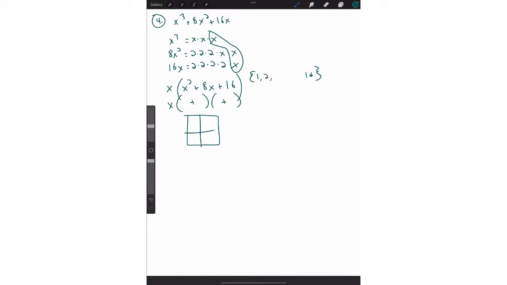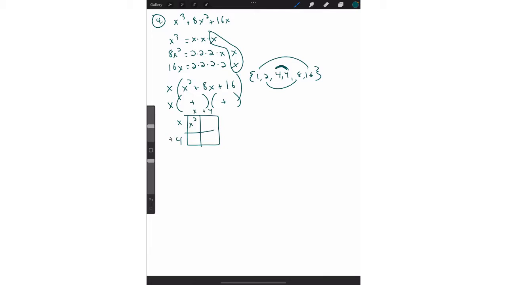I have 2 and 8. I have 4 and 4, right? So 4 and 4, 2 and 8, 1 and 16. I like to start with the middle 2 first, so let's go ahead and try those. 4 and 4. I'll say x plus 4, and then x plus 4, multiply it out.